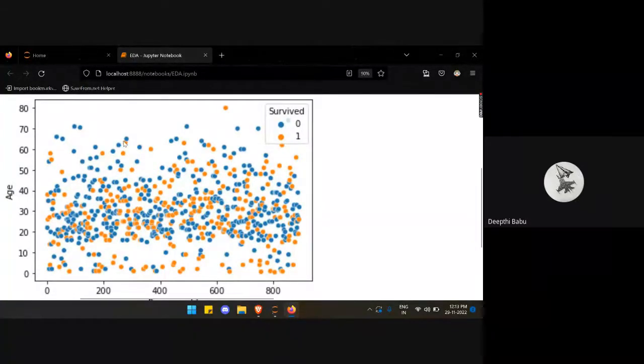But you can also see something else. When a person's age is above 55, you can see there are more blue dots.